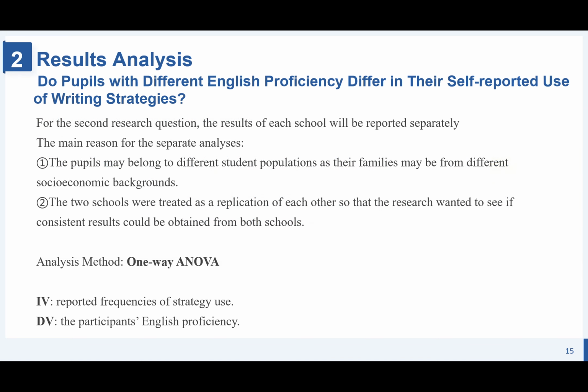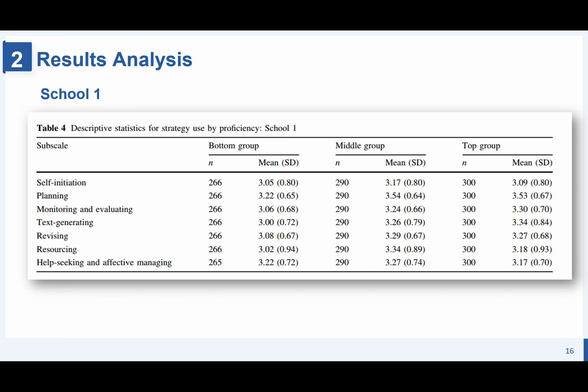Now we come to the next question. It should be noted that the results of the two schools are reported separately for the following two reasons. The analysis method is one-way ANOVA. Here are IV and DV. I'm afraid that you will forget. We start from school 1.